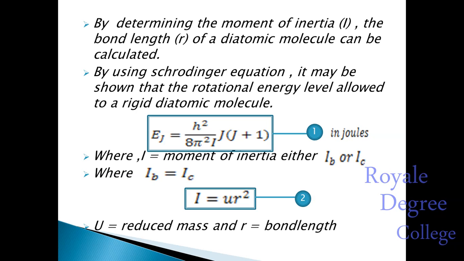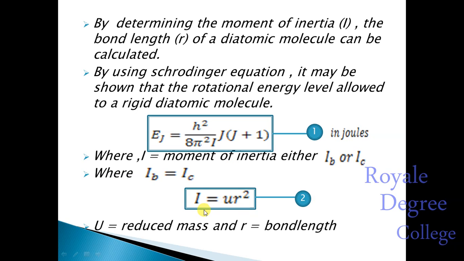By using Schrodinger's equation, it may be shown that the rotational energy level allowed to a rigid diatomic molecule is Ej equals h squared by 8 pi squared I, into J into J plus 1, in joules. It is our equation number 1. Where I is called the moment of inertia, either IB or IC, where IB equals IC.